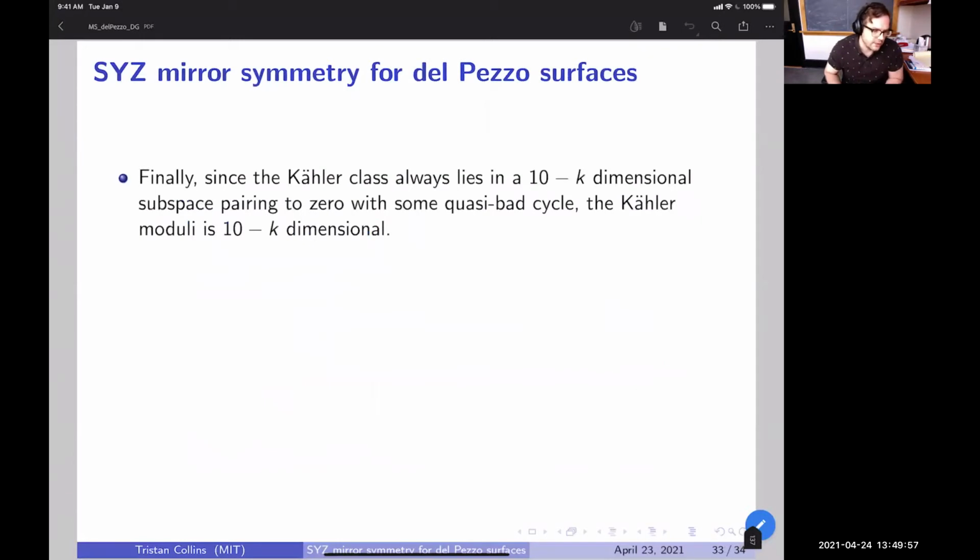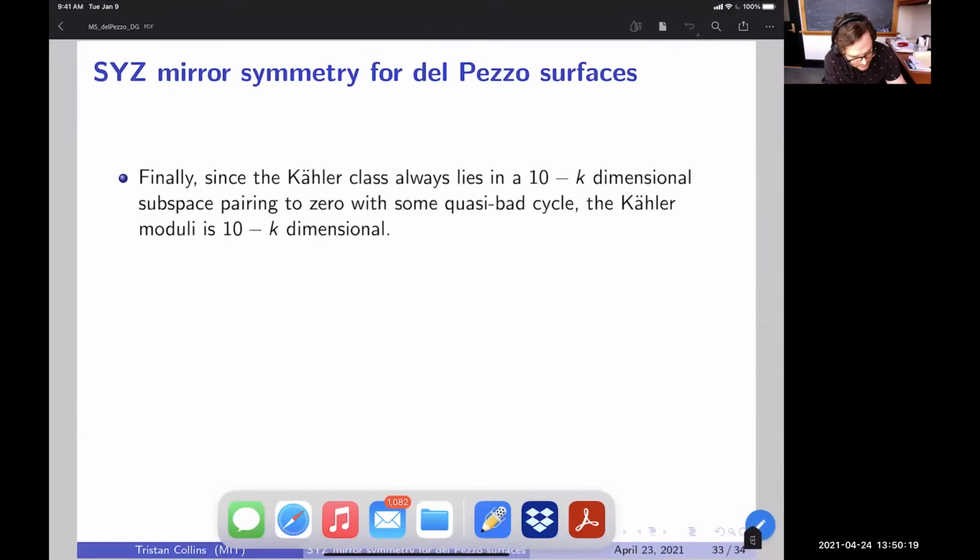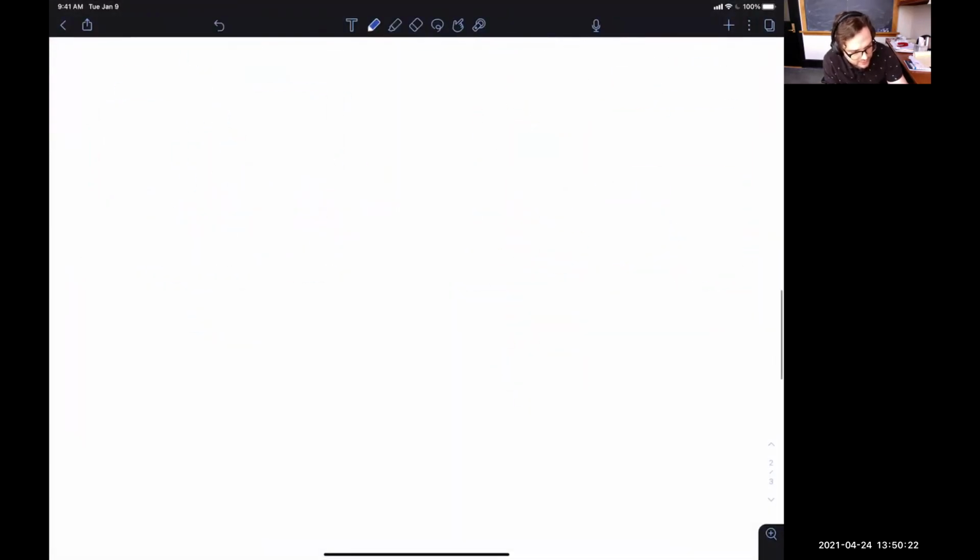So now we can try to compare Hodge numbers. The Kähler classes on a rational elliptic surface which pair to 0 with some quasi-bad cycle form a 10 minus k dimensional moduli space. It's a little bit complicated. Let me draw the picture because it's kind of interesting. You have the de Rham H2 of X. Here X is a rational elliptic surface minus an IK fiber, and this is 11 minus k dimensional.